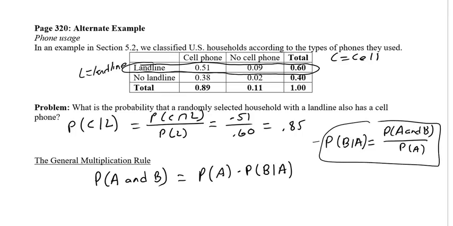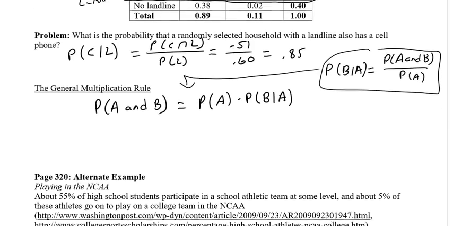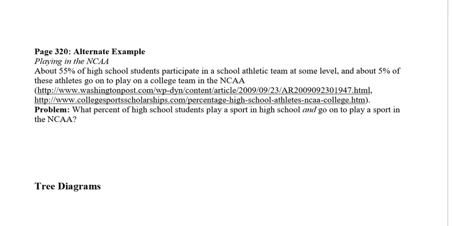Right, so let's do an example. About 55% of high school students participate in a school athletic team at some level, and about 5% of these athletes go on to play on a college team in the NCAA. So what percent of high school students play a sport in high school and go on to play a sport in the NCAA? First of all, let's look at these percentages. 55% of high school students participate in a school athletic team, and 5% of these athletes go on to play on a college team.